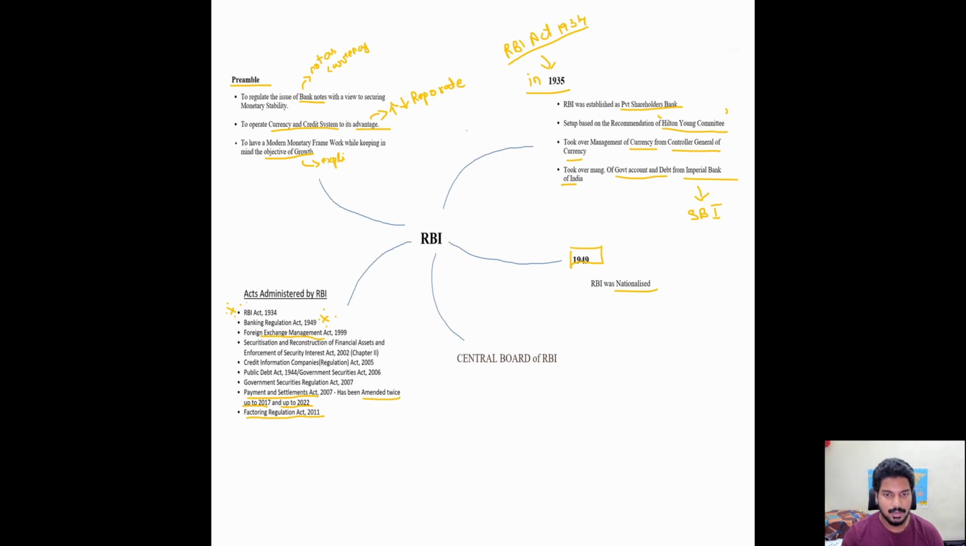So these are all the basics and the background for the establishment of RBI. RBI has a very important board, which is the central board of RBI. All the important decisions are taken by the central board of RBI. The governors and the deputy governors are in the central board of RBI. So let us look into it in a comprehensive manner.